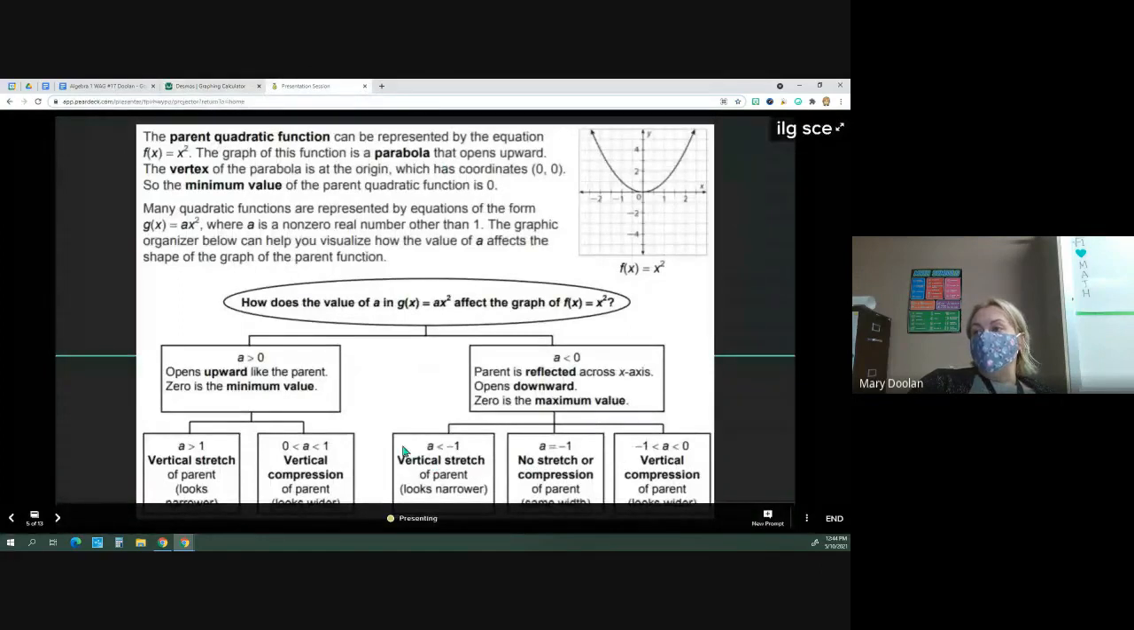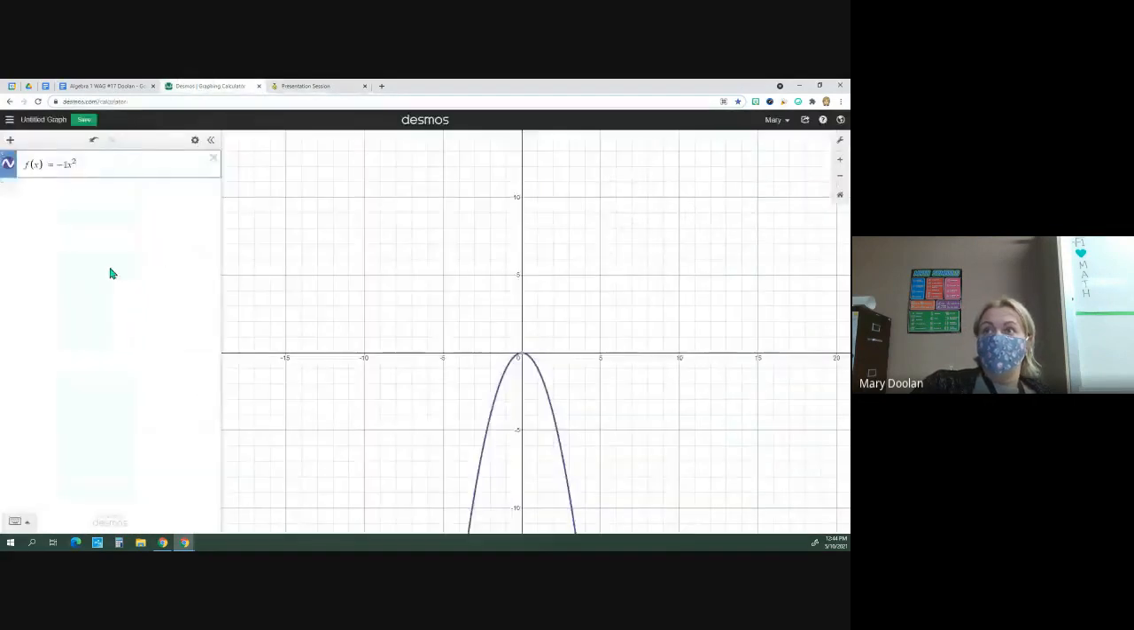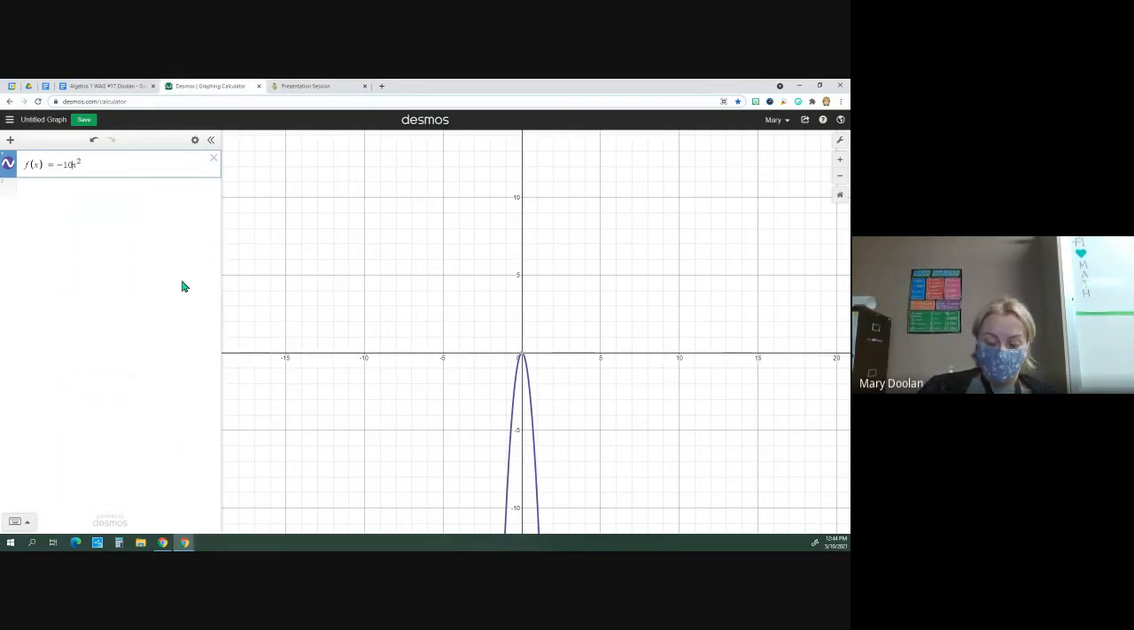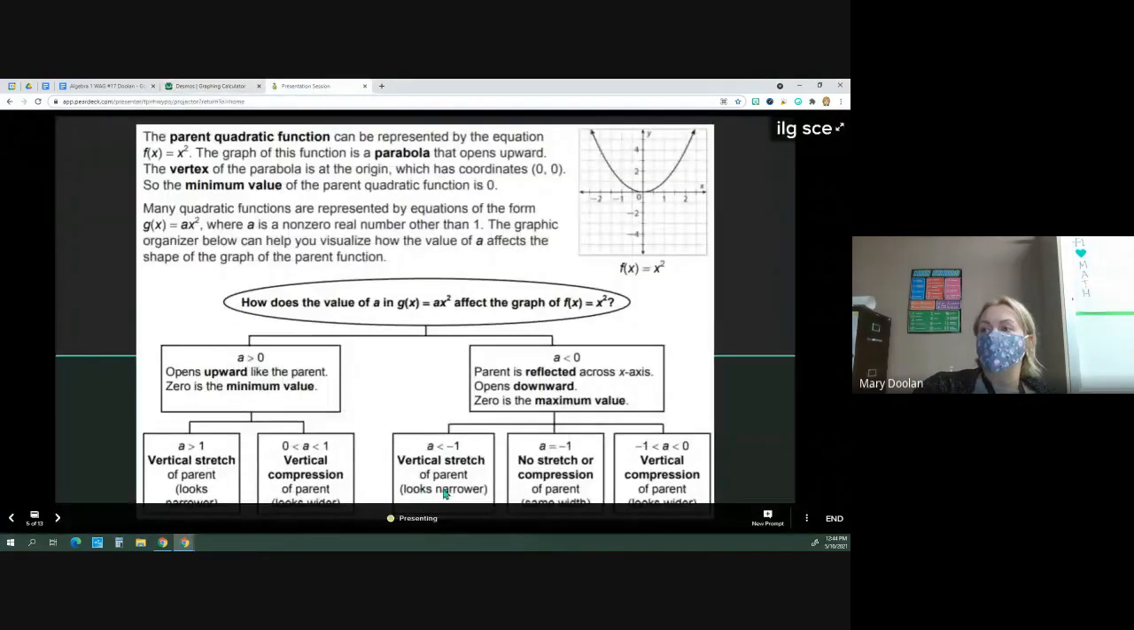Now, if a is even smaller than -1, like -10, it's getting narrower, or -100, it's getting narrower. And you can see that. It's a vertical stretch. Now, the last possibility is here. A is a number between 0 and -1. So it's a fraction, a proper fraction that's negative.